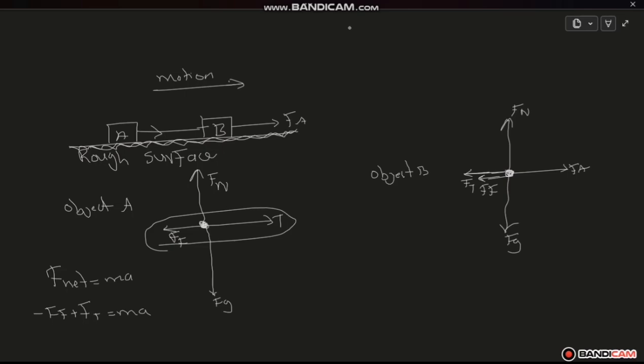That's very important. You didn't put FA on object A. Why? Because that FA is not applied on object A but on object B. Therefore negative FT, let me put also that FF, since they are in the same direction, negative FF plus FA equals MA. So here you can calculate whatever they want you to calculate, but make sure that you understand this.